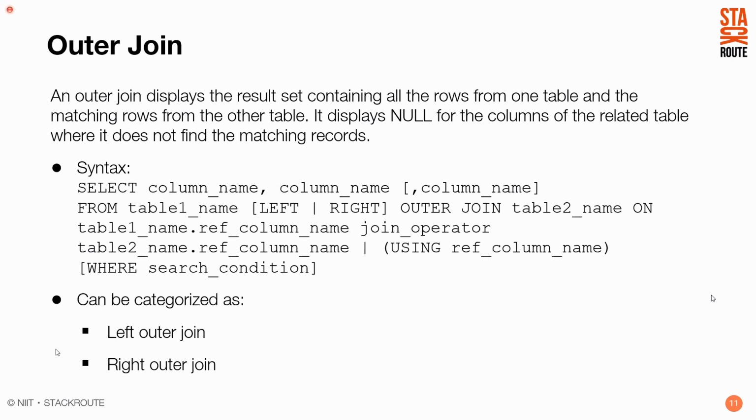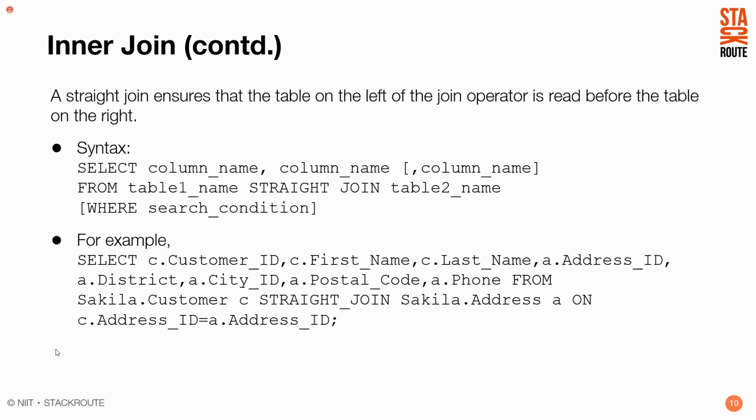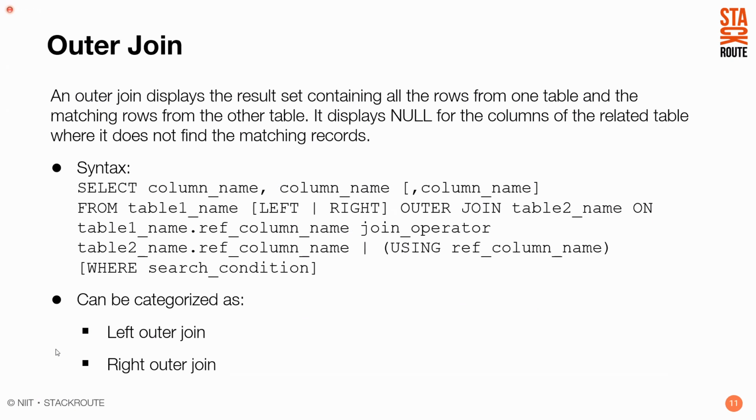Outer join. We have 2 categories of outer, maybe sometimes 3: left, right, and full join. Outer join displays a result set consisting of all rows from one table. So if I use 2 tables, one table will display all the records, the other table will display only the matching records. The columns which do not exist in the second table, where I want to display all the records of the first table, will be filled with null.